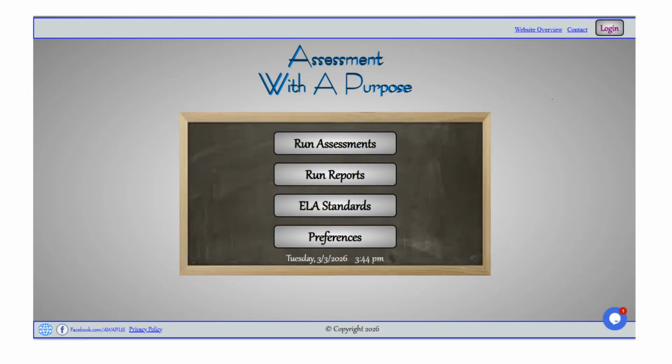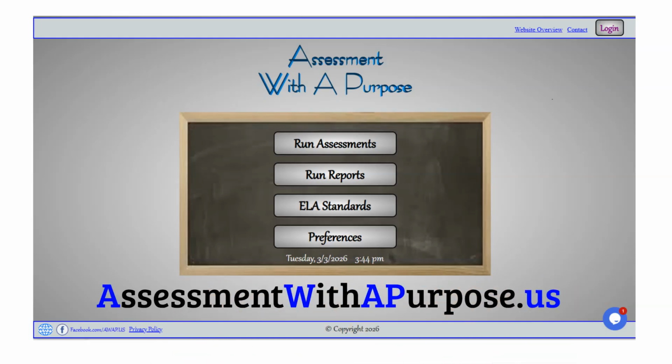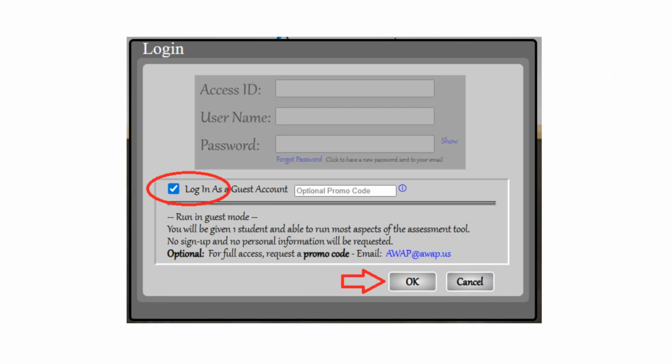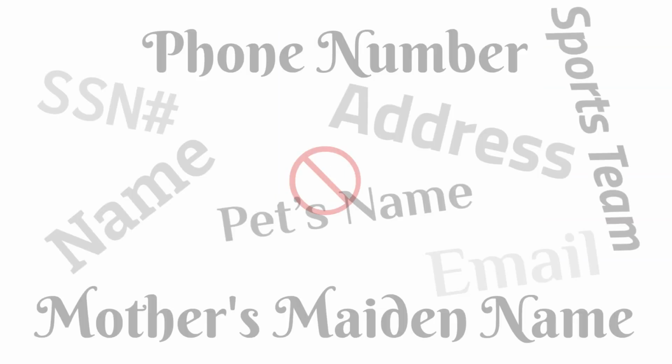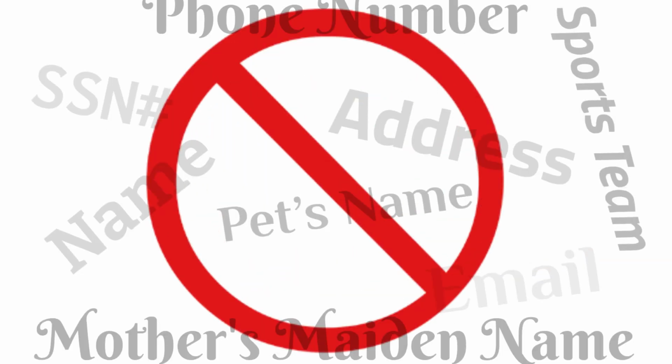Okay, let's begin. Opening the website. Open your favorite browser, and type in the following URL address: assessmentwithapurpose.com or awap.us. When the page opens, click the Login button. Then click Log in as a guest account. Note: as you can see, you don't need to enter any personal information.